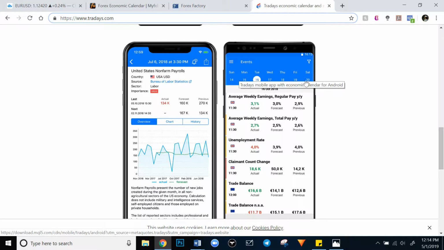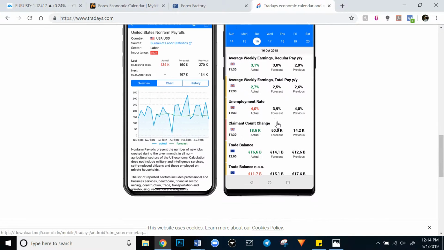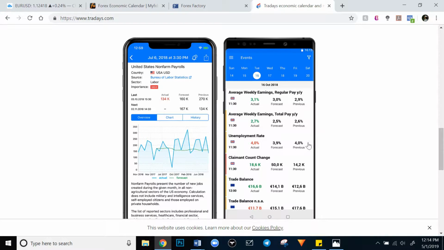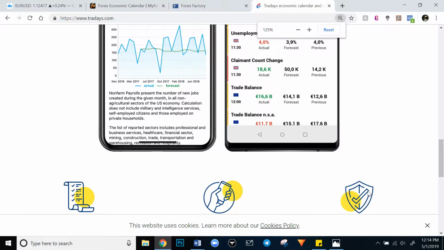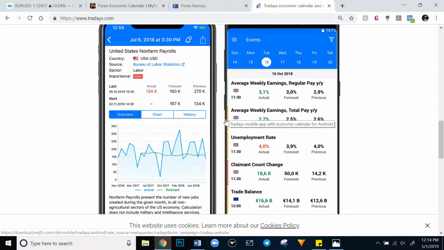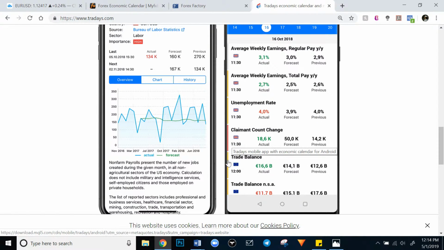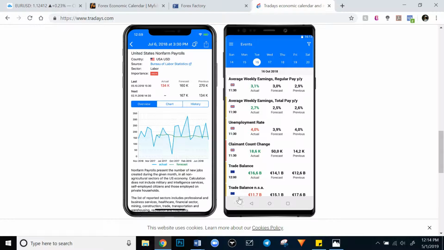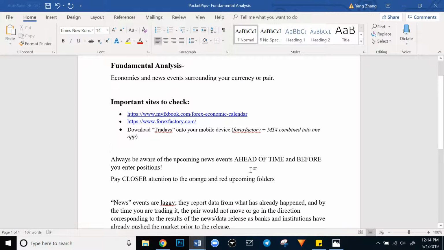You guys can scroll through. I don't have my phone with me right now, so you just have to see the website version, but I have the app on my phone. Alright, so the yellow, let me see if I can zoom in. There you go. So the yellow is lower impact, and then the red would be higher impact. Okay. Alright, so just to recap.